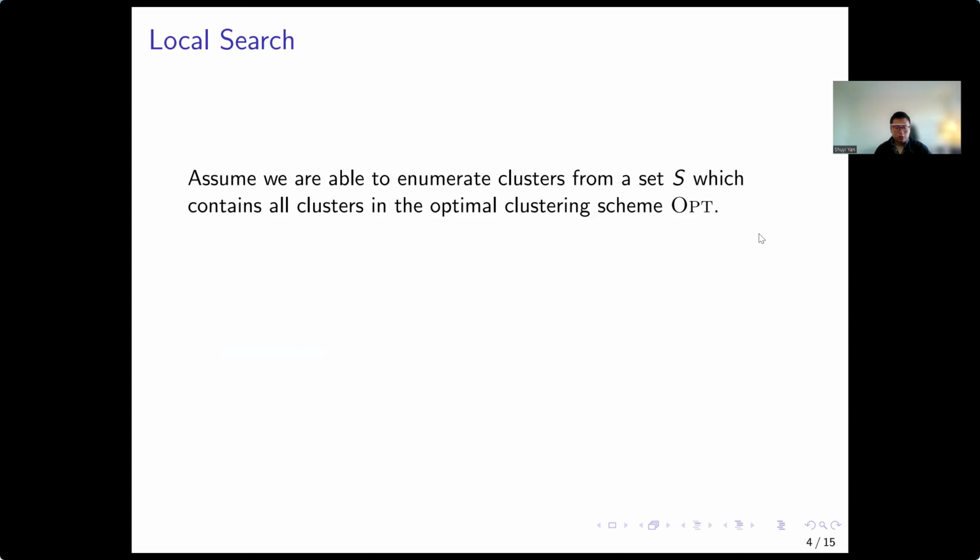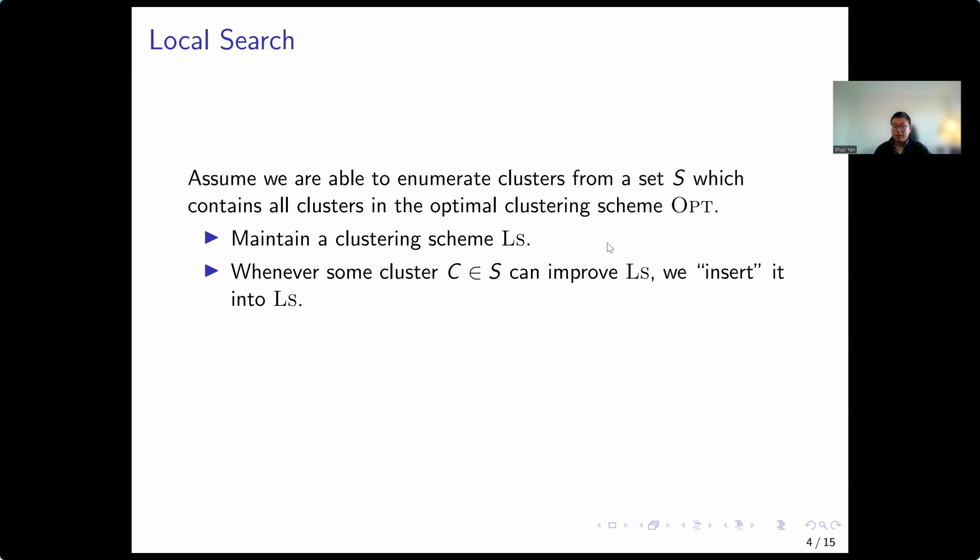Okay, so let's consider a simplified case in the beginning. Assume we are able to enumerate clusters from a set S, where S contains all clusters in the optimal clustering scheme. Which means we have some candidates of the optimal clusters. And we just maintain a clustering scheme, LS. Whenever some cluster can improve our solution, we just insert it into our solution.